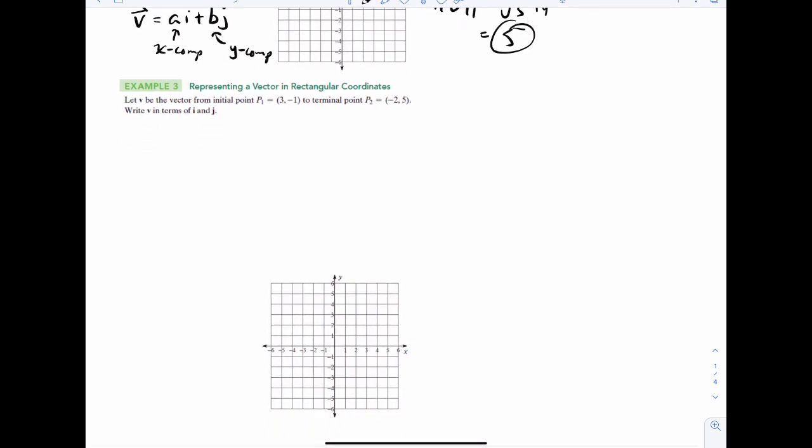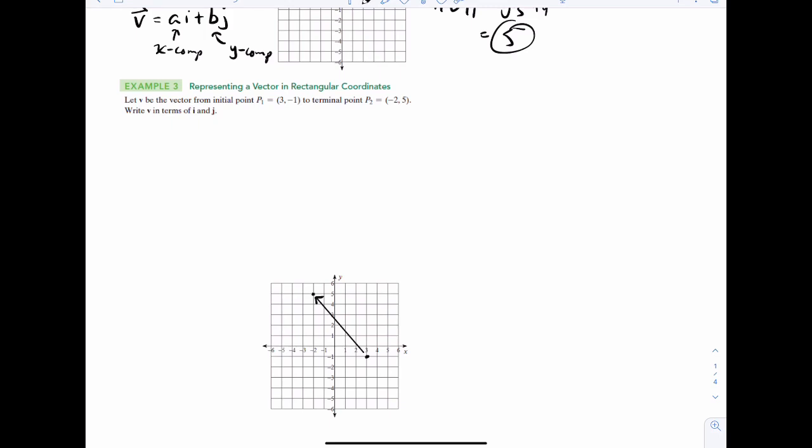Okay, here's the next one. So now it says let V be the vector from the initial point 3, negative 1. So in this case, it's giving you a point 3, negative 1. The terminal point negative 2, 5. Okay, so I'm going to plot 3, negative 1 right there. And then negative 2, 5 is right here. So I'm just going to start by drawing the vector. So here's our vector right there.